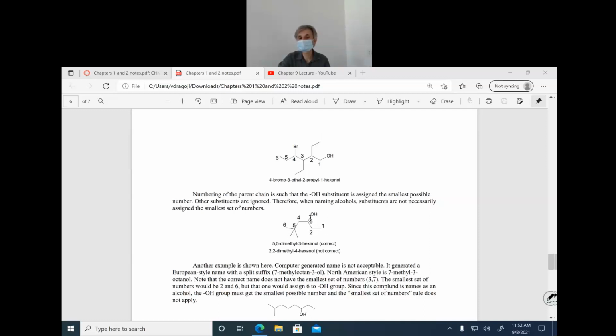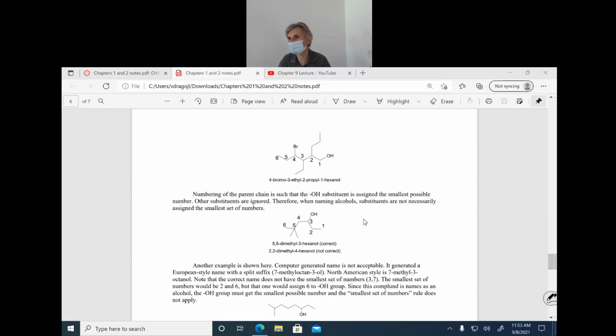So it's the smallest number given to OH, not the smallest set of numbers. Smallest number given to OH because we are naming it as an alcohol. And that tells you for this next compound, the correct name is 5,5-dimethyl-3-hexanol. The smallest set of numbers would actually be 2,2-dimethyl-4-hexanol, but it has to be 3-hexanol because it's an alcohol.